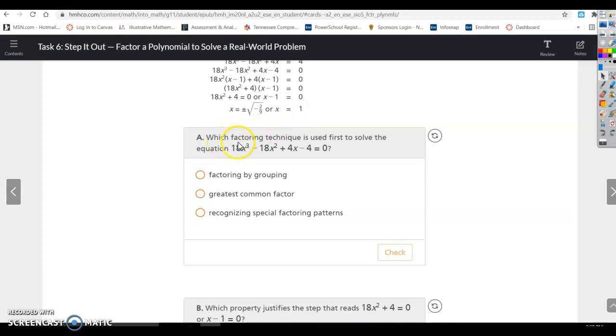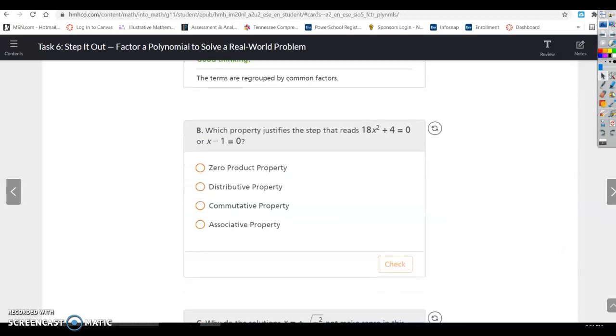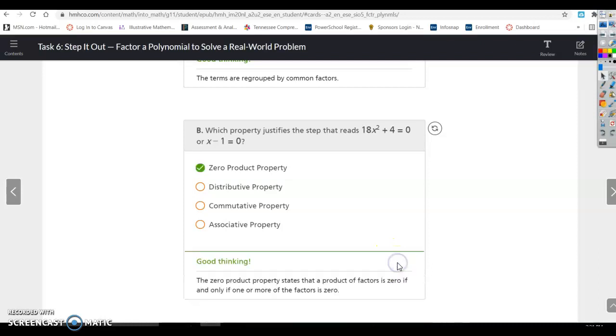So it says which factoring technique is used first to solve the equation. All right, so they use parentheses to group it. So that was factor by grouping. Which property justifies the step that reads this equals 0 and this equals 0? So that's the zero product property that we used for quadratics, and now we're going to use it for polynomials.